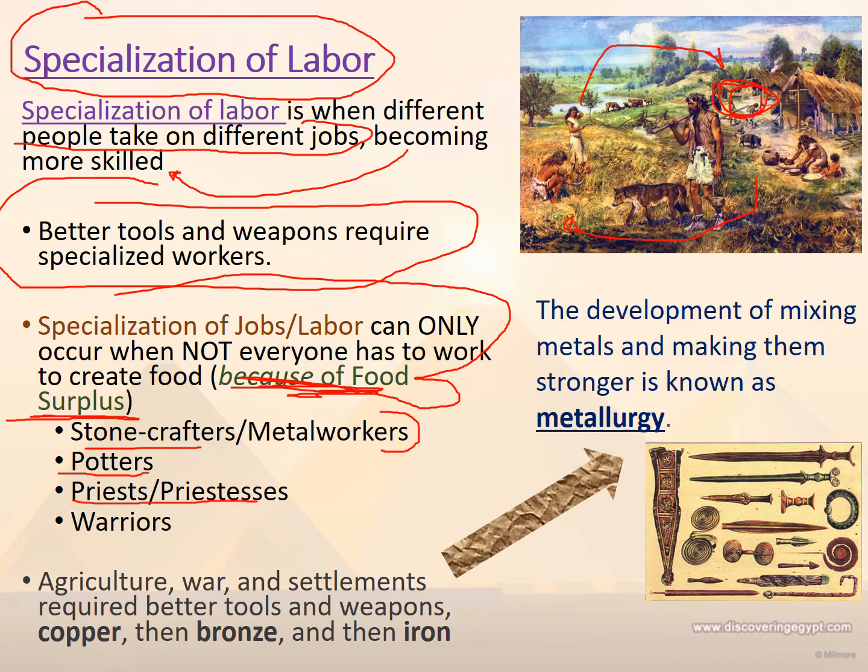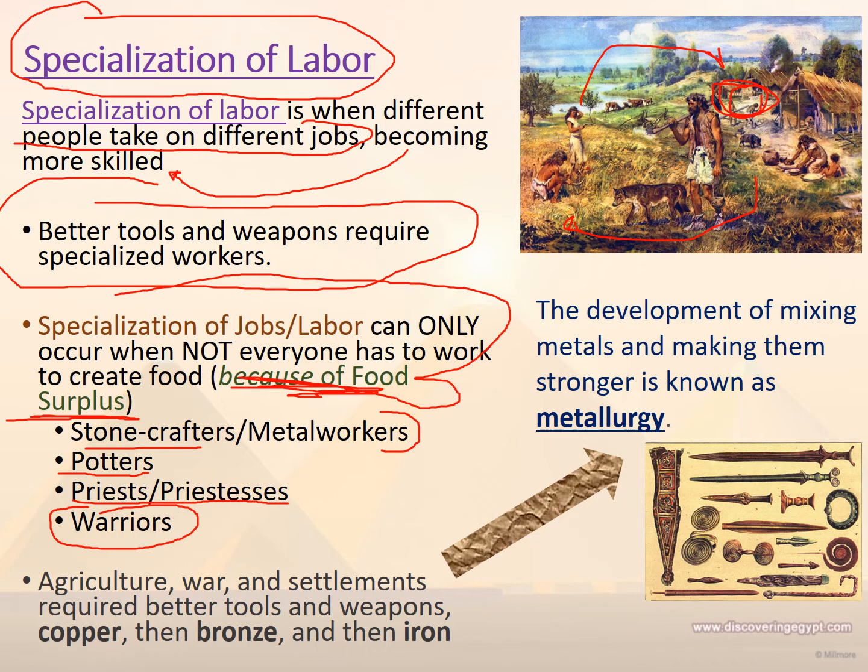Priests and priestesses who interpreted the signs of the gods, spoke to the gods, and then told the people, well, if we want it to rain, we got to sacrifice a goat. And warriors, because as soon as there were groups that were like, well, we're going to stay in this spot and plant, there were other groups of humans who were like, it's a lot easier to kill the people who plant and take their food than plant ourselves.